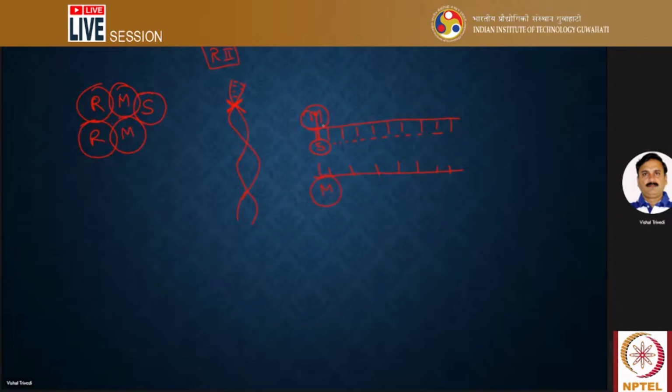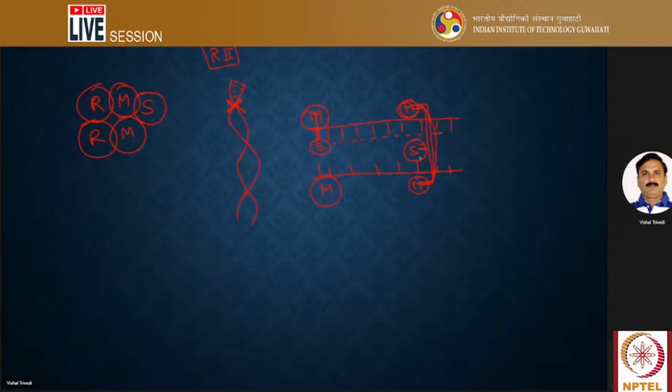You can imagine that the enzyme is going to sit like a clamp. It sits on the DNA like a clamp, and on this side you have the M activity. On the other side, this also has the M activity, and you have the S activity, which is going to start reading the nucleotides.